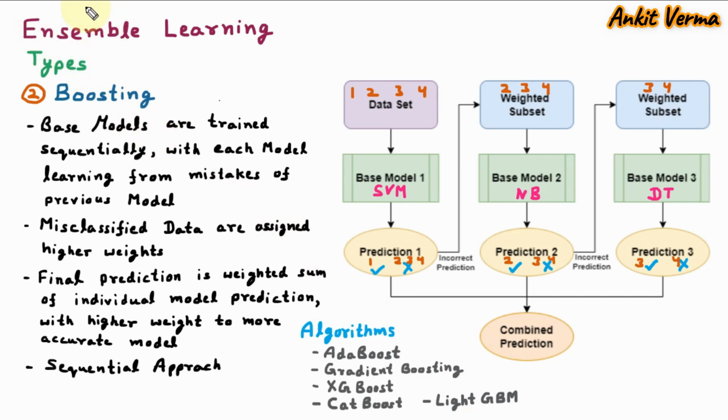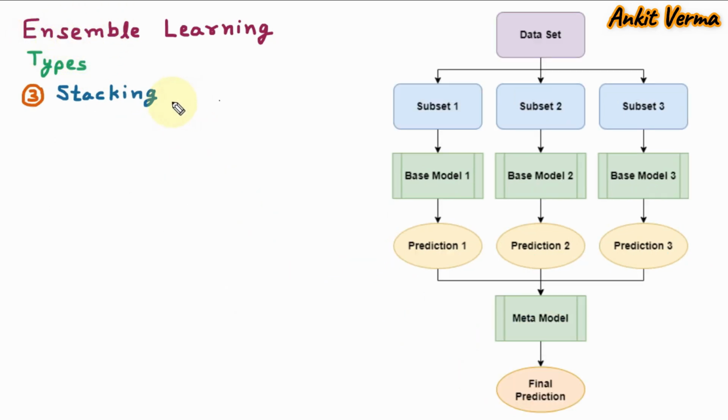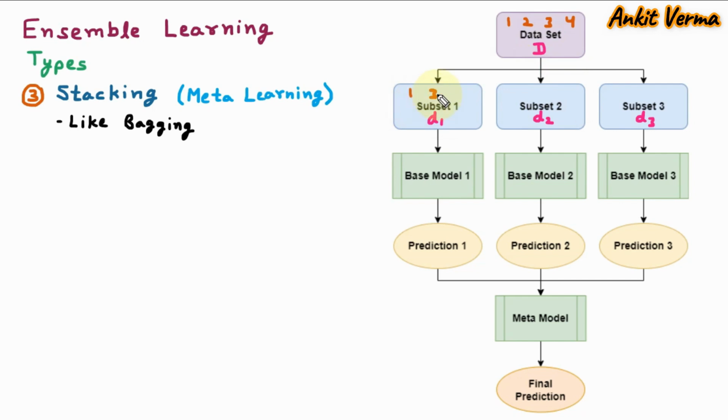The next type of ensemble learning is stacking. It is also called meta learning. The stacking method is just like bagging. Here we are having a data set just like 1, 2, 3, 4. It is divided into different subsets like 1, 3, 4, 1, 2, 4 and 1, 2, 3. And these subsets of data are given in parallel to different models just like SVM, naive Bayes and decision tree, and individual predictions are taken from the different models.